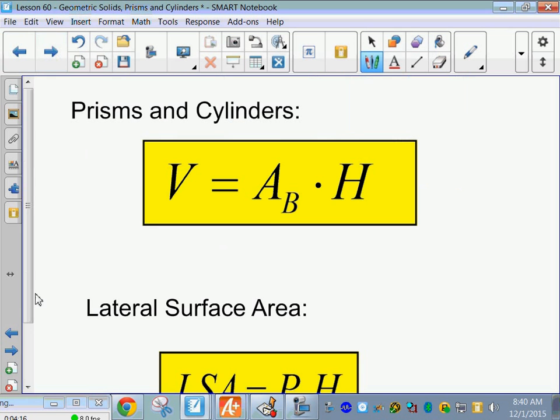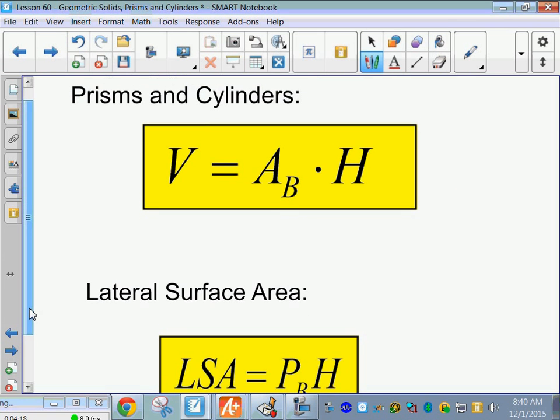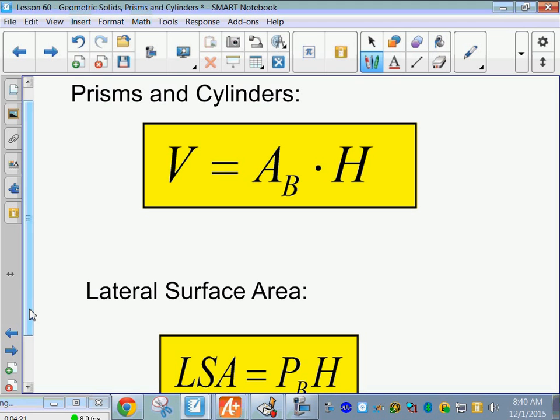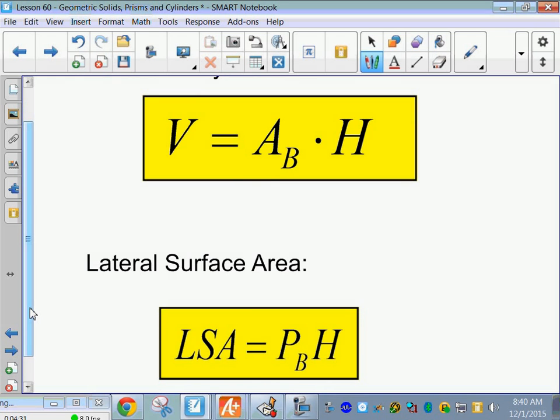So here's a couple of reminders. Volume for a prism or a cylinder, not the cone and not the pyramid, is volume equals area of the base times height. And then lateral surface area. If you unwrap the soup can, that would be the lateral surface area. We did that one last year in pre-algebra: perimeter of the base times the height. You have to memorize that. The lateral surface area is only the outside surface area, so perimeter of the base times the height.